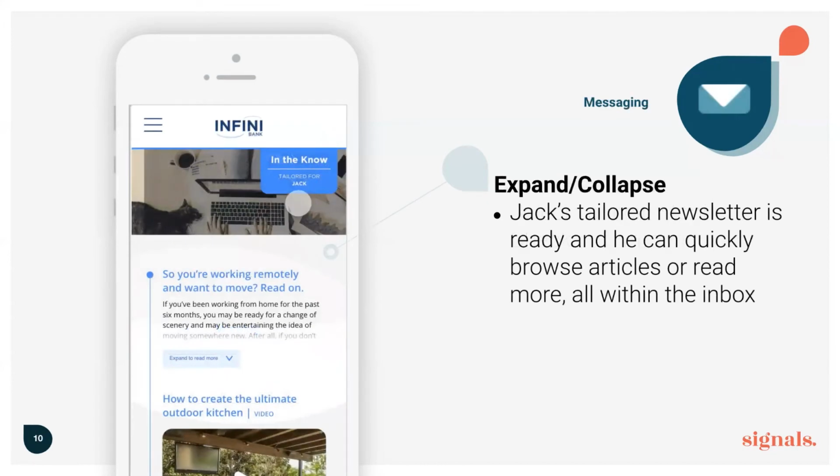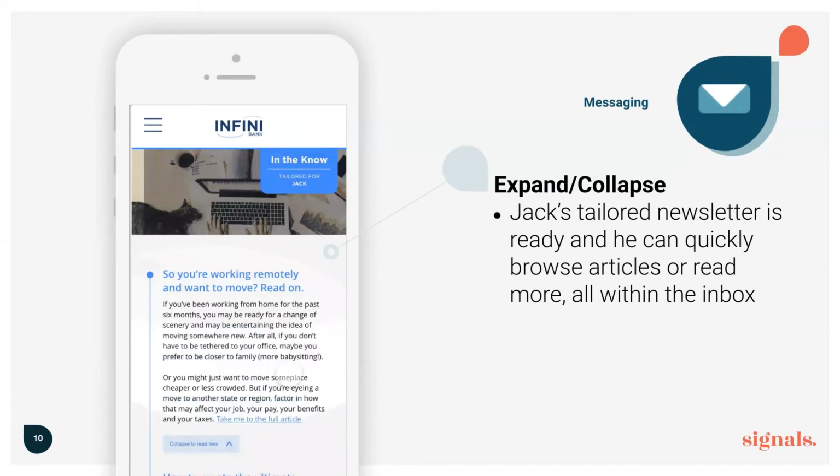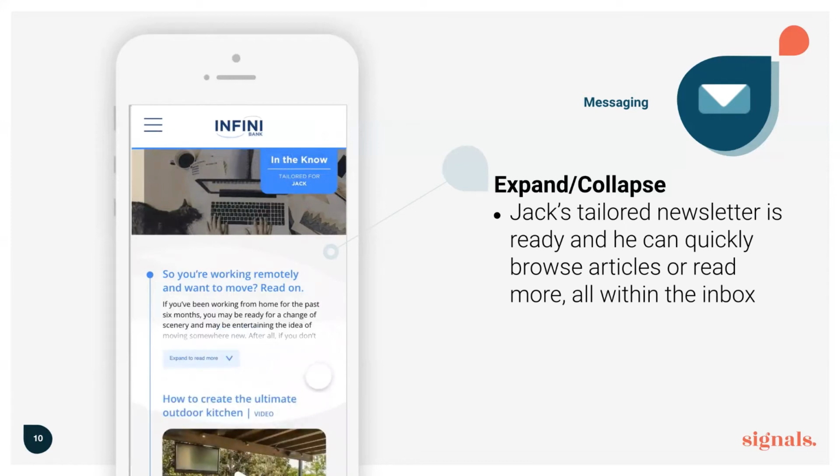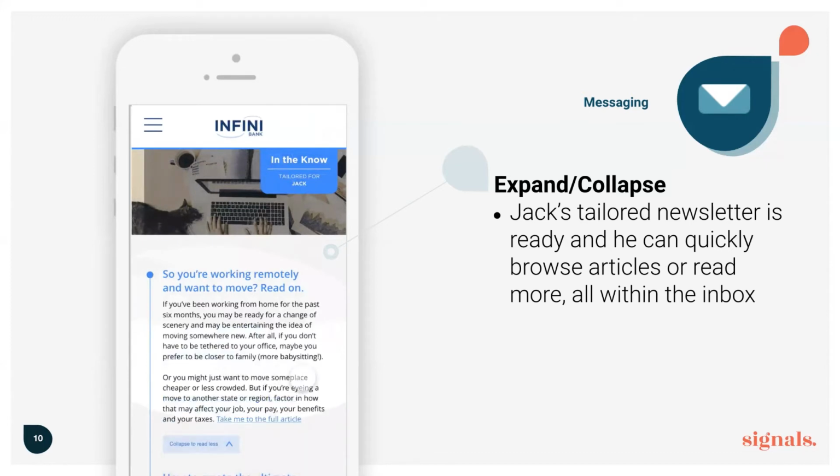With the experience complete, Jack gets his financial newsletter, tailored with the content, format, and frequency that he's selected. Being a more editorially focused email, we've also included an expand and collapse area for Jack to easily skim and review which articles he'd like to read a bit further. This is a good interactive tactic, specifically for mobile, where overall real estate can be limited.